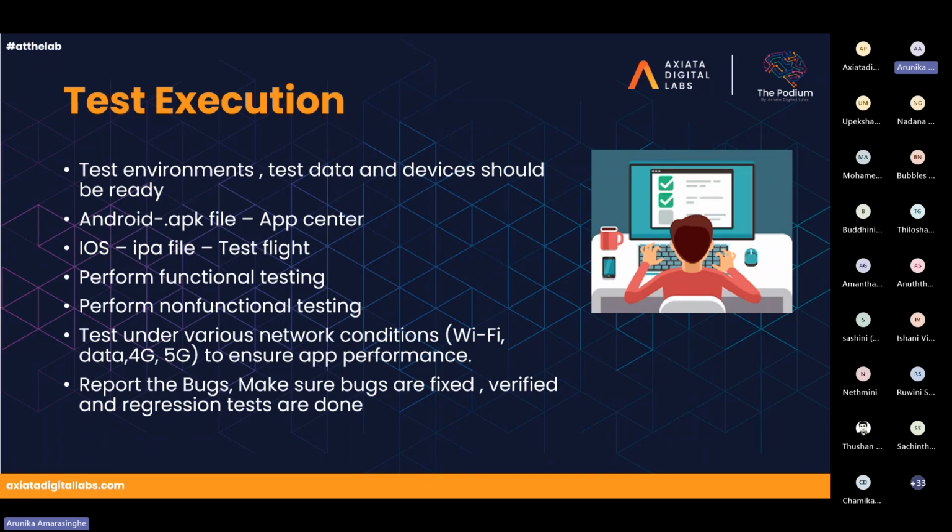Apart from functional and non-functional testing, you have to test your application under various network conditions, with Wi-Fi, mobile data, 4G, and 5G, to ensure app performance. When you execute your test cases, you can find bugs, and you have to report those bugs and make sure they are fixed and verified. It's also very important to do regression cycles during test execution.